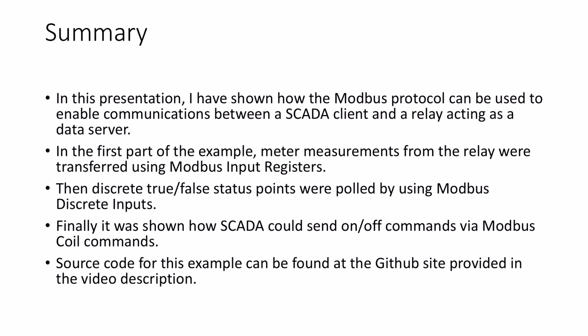between a SCADA client and a relay acting as a data server. In the first part of the example, meter measurements from the relay were transferred using Modbus Input Registers. Then, discrete true-false status points were pulled by using Modbus Discrete Inputs. Finally, it was shown how SCADA could send on-off commands via Modbus coil commands.